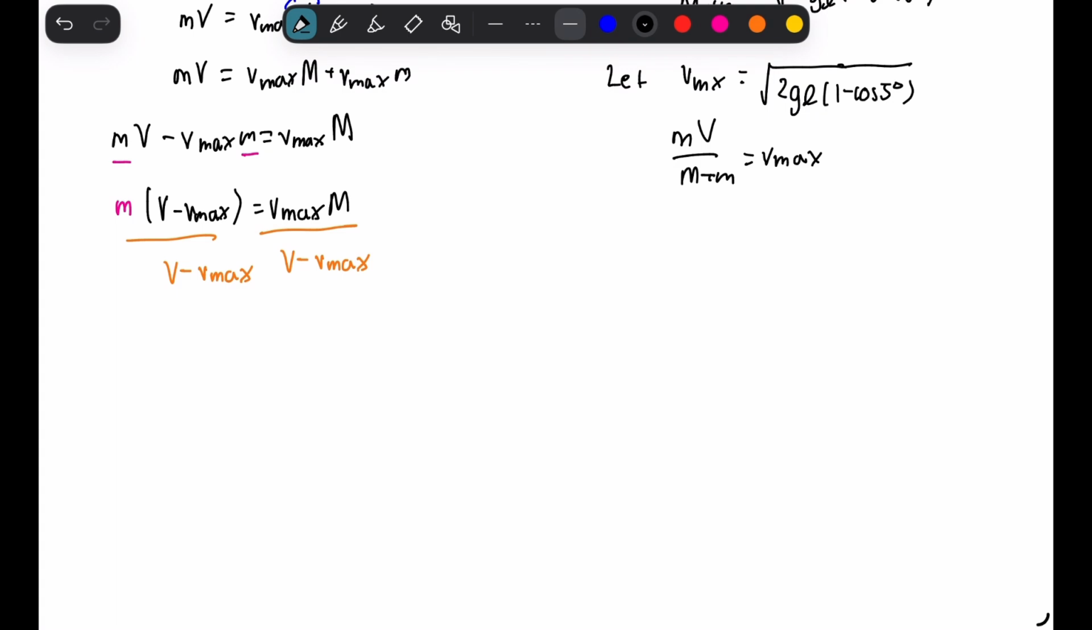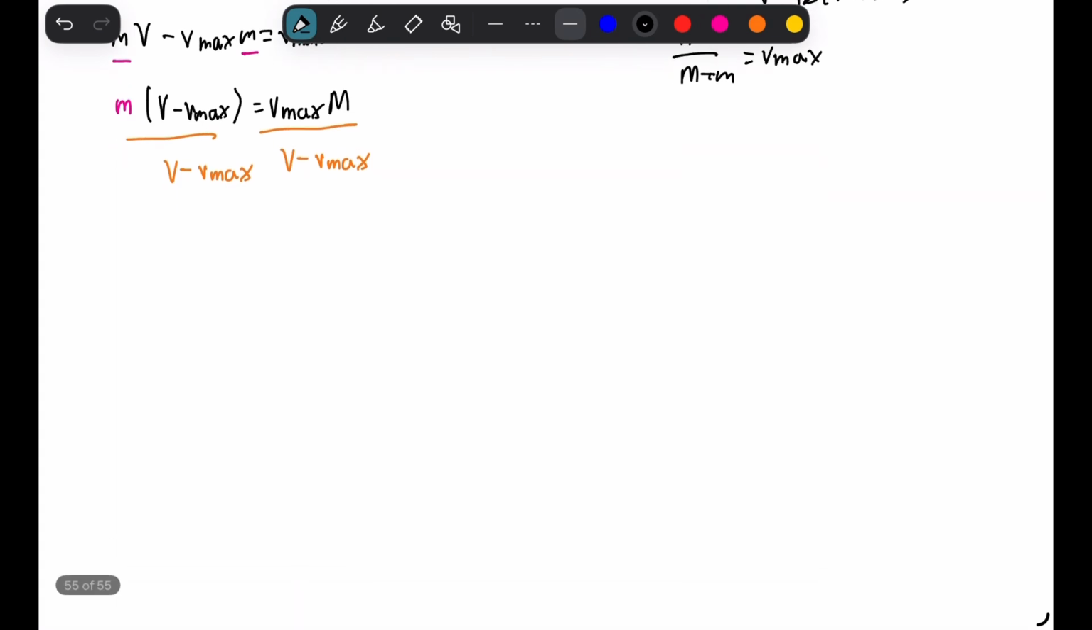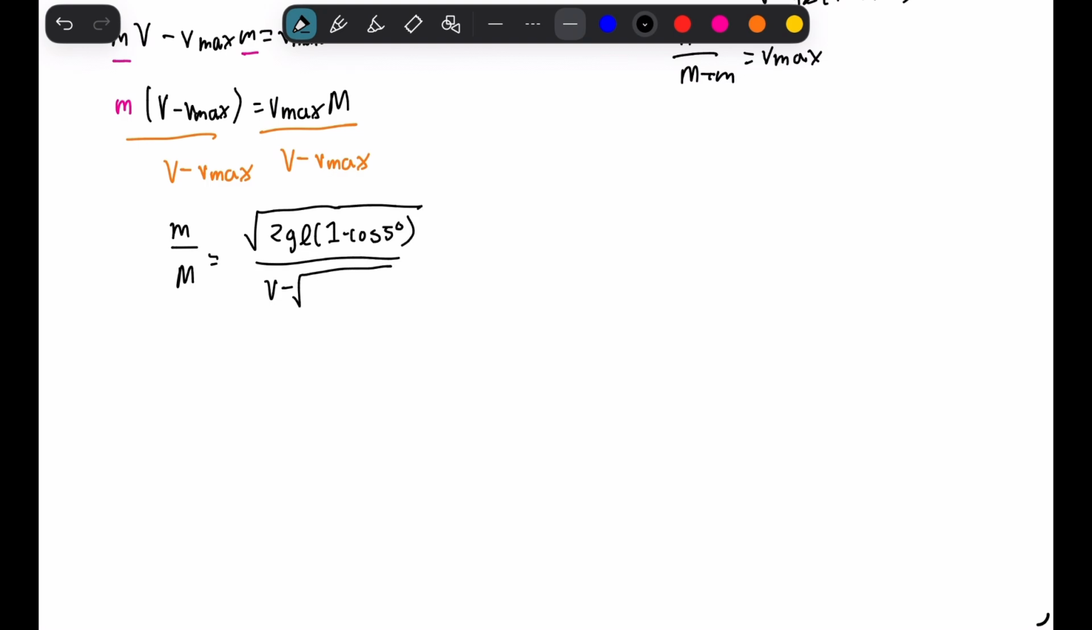And then we can substitute back in for our V max. So we have m over M is equal to the root of 2 g L (1 - cosine of 5 degrees), divided by V minus the root of 2 g L (1 - cosine of 5 degrees). So that's our maximum allowed ratio.